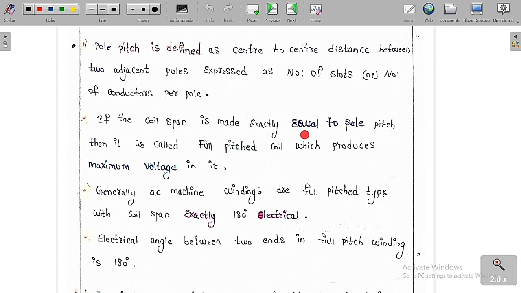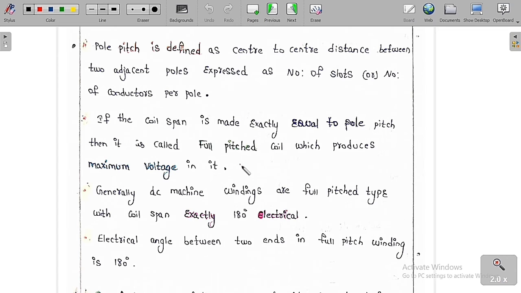When the coil span is made exactly equal to the pole pitch, it is called the full pitch coil, which produces maximum voltage in it. These things I have already told you. Whenever the coil span is equal to the pole pitch, it is called full pitch winding. Then you are going to get a maximum voltage in it.